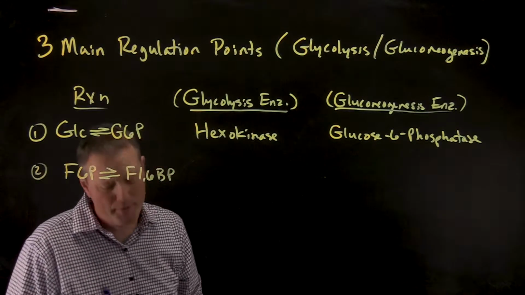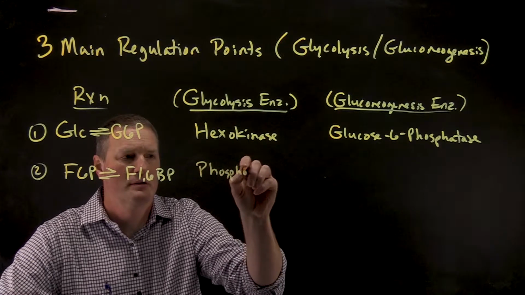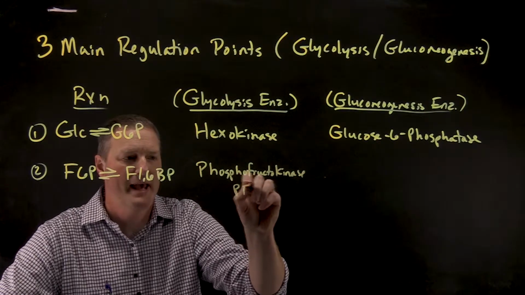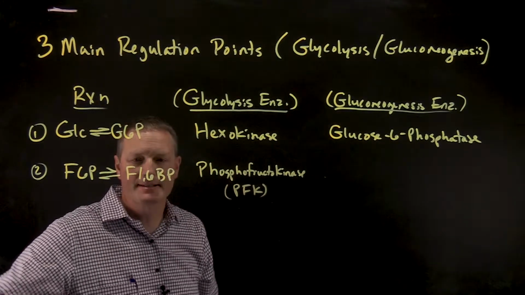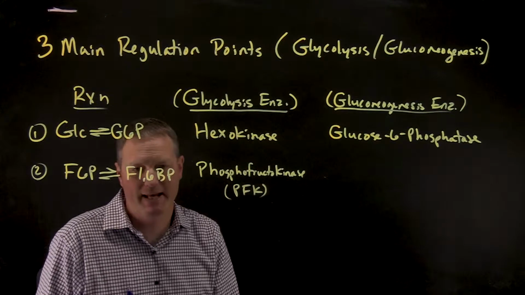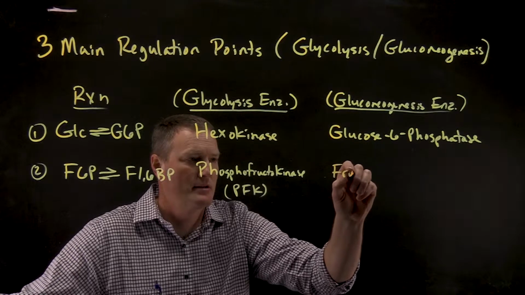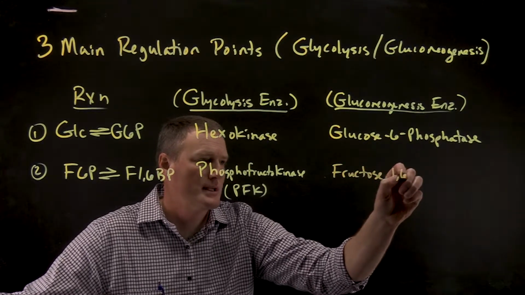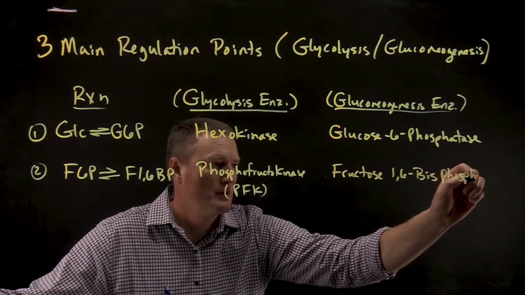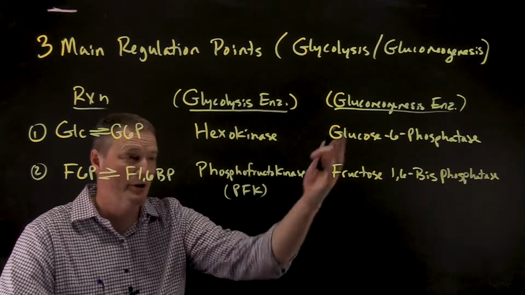And in glycolysis, you may remember that that is the enzyme phosphofructokinase, or PFK, it's often abbreviated. That's the so-called committed step of glycolysis. Well, in gluconeogenesis, there is again a different enzyme, and it is also a phosphatase. This is called fructose 1,6-bisphosphatase. So that is a different enzyme in that reverse pathway.